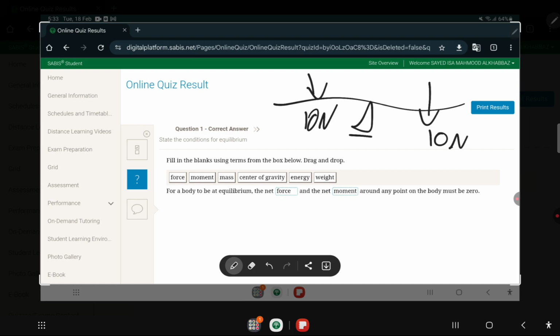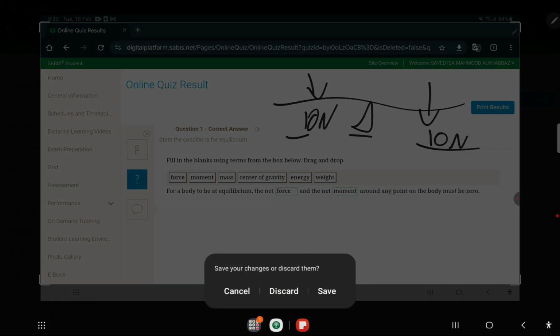So the net force and the net moment around any point on the body must be zero to be at equilibrium. Here the moment, if it's going to go counterclockwise here and counterclockwise here, 10 newtons, they will cancel out. And the forces as well, they cancel each other out since they're both the same. So it's going to be a balanced force, for example.